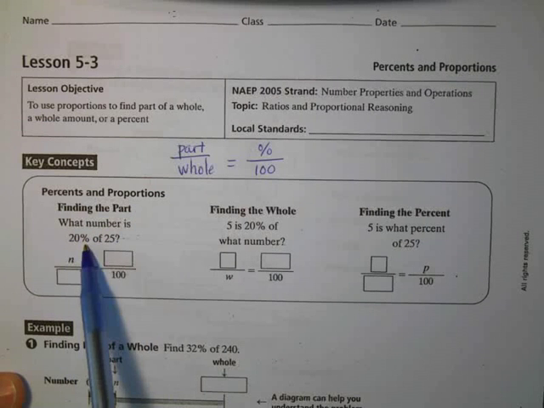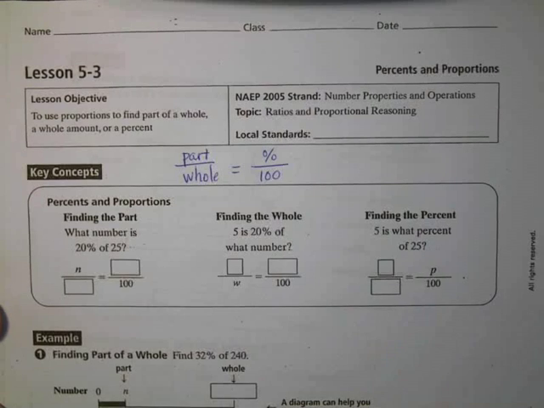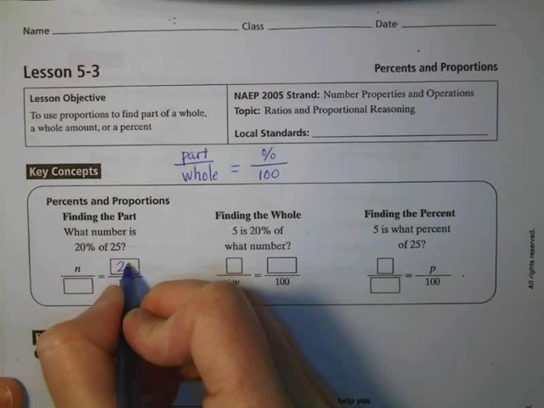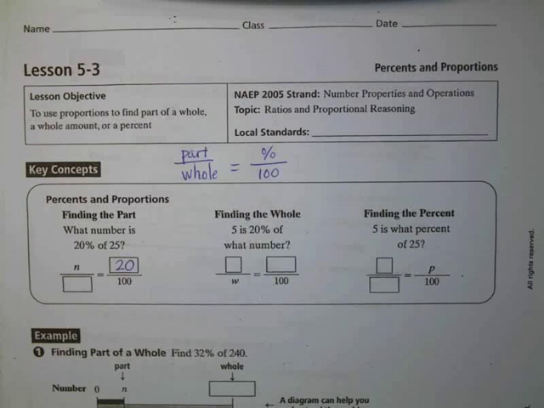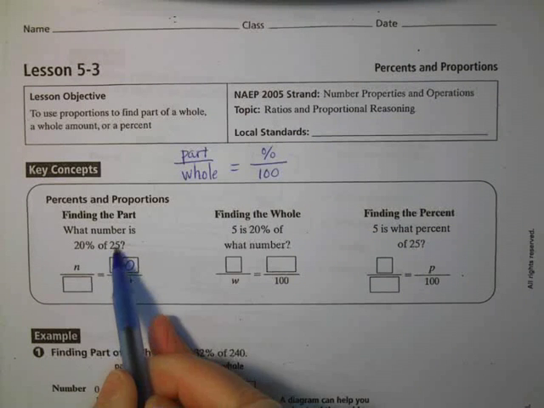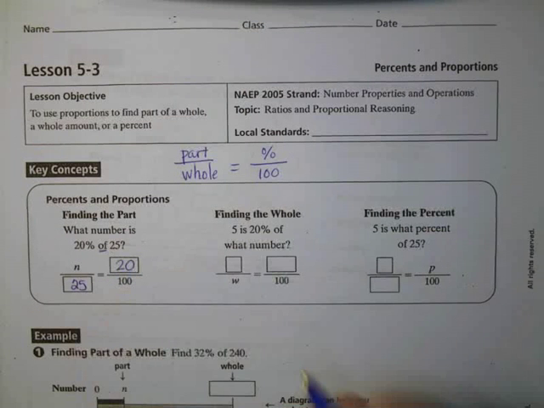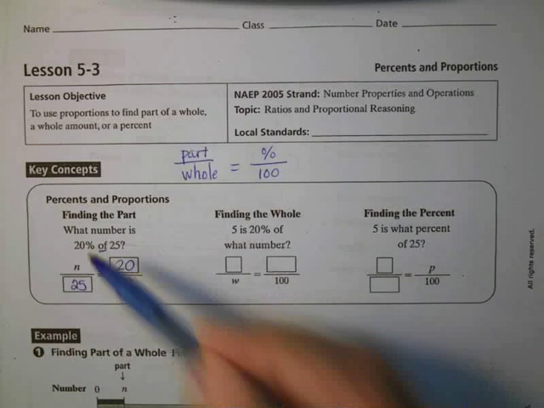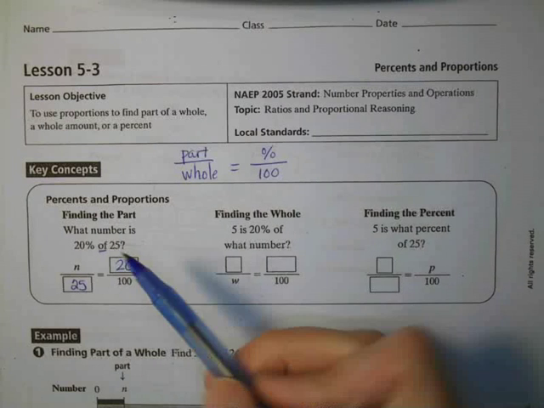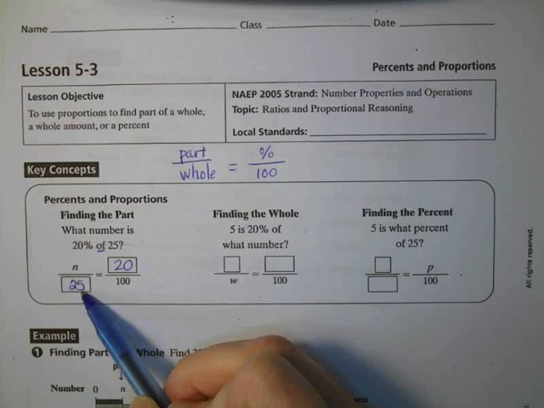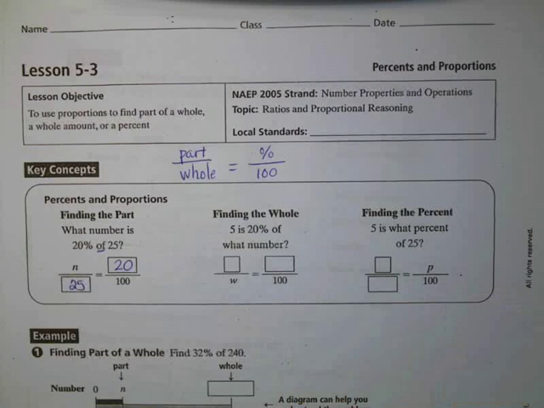So let's look at the first one, finding the part. What number is 20% of 25? When I fill these in, the first thing I notice is if I know the percent, that goes over the 100. That's the easiest part to find. The whole here is 25. The whole is generally preceded by the word of, and I call 25 the of number. The number that follows the word of in a proportion is going to be on the bottom. And then the part that we're looking for is n. So that would be the way to set up that proportion.